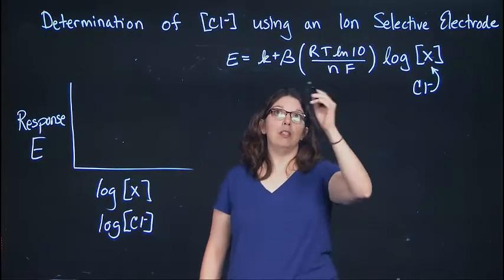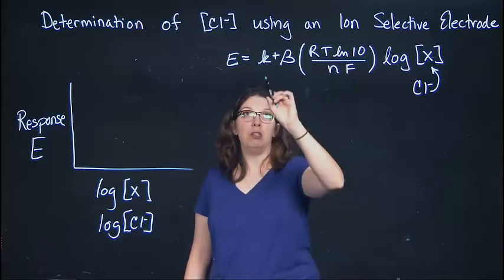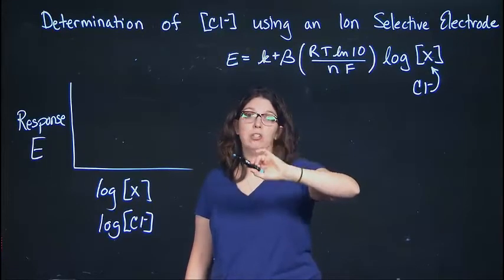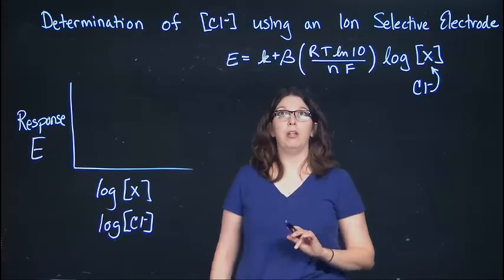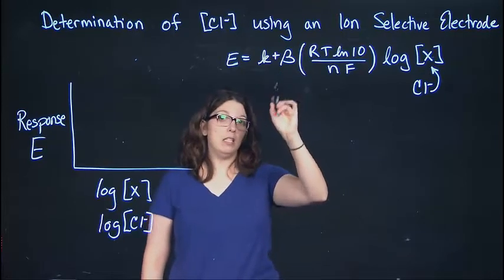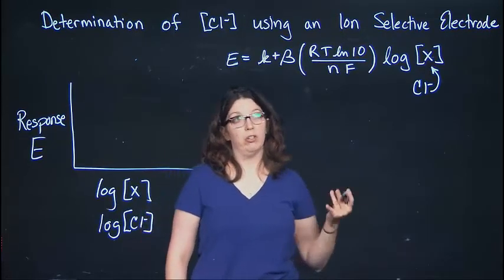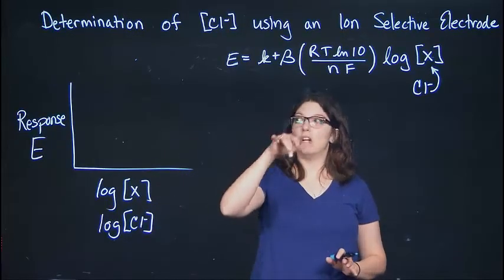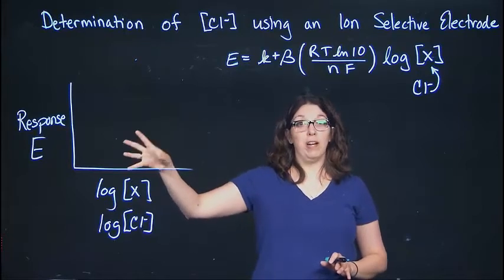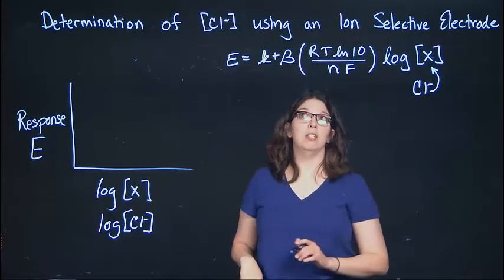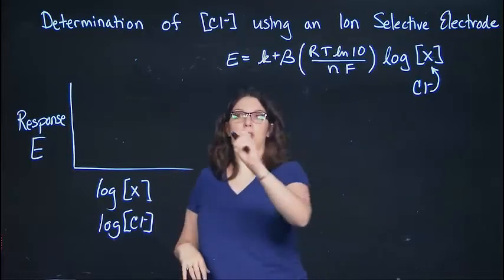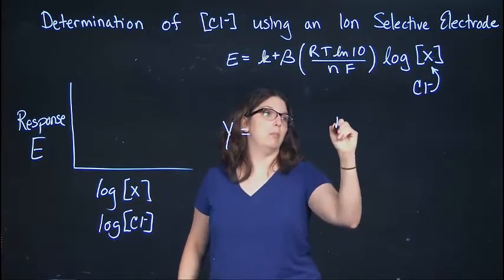And you'll notice we have K, which is dependent on the electrode, and beta, which is also dependent on the electrode. If beta is equal to 1, then the response of the electrode is Nernstian. You can actually determine based on your direct calibration curve if your response is Nernstian. So if you look at this equation, it's actually in the form of y equals mx plus b.